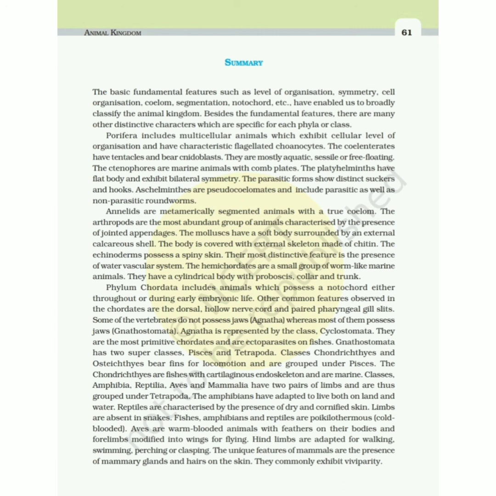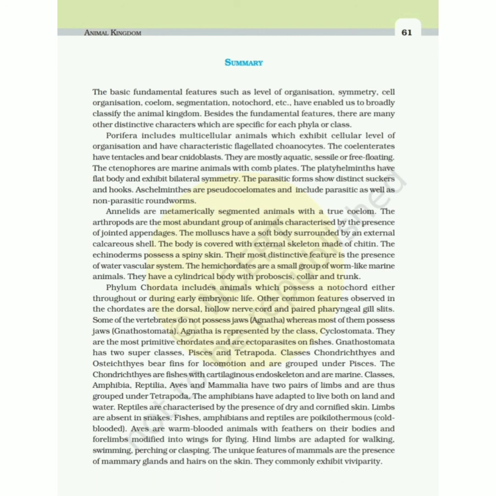Gnathostomata has two superclasses, Pisces and Tetrapoda. Classes Chondrichthyes and Osteichthyes bear fins for locomotion and are grouped under Pisces. The Chondrichthyes are fishes with cartilaginous endoskeleton and are marine. Classes Amphibia, Reptilia, Aves and Mammalia have two pairs of limbs and are thus grouped under Tetrapoda. The amphibians have adapted to live both on land and water. Reptiles are characterized by the presence of dry and cornified skin. Limbs are absent in snakes. Fishes, amphibians and reptiles are poikilothermous, cold-blooded.